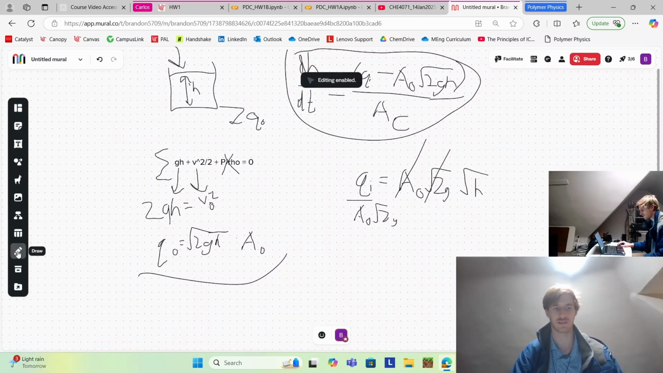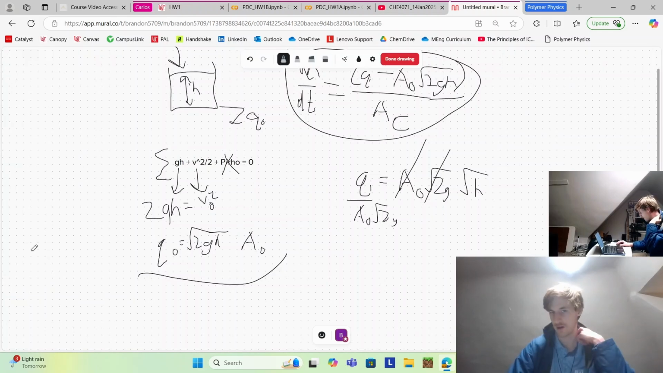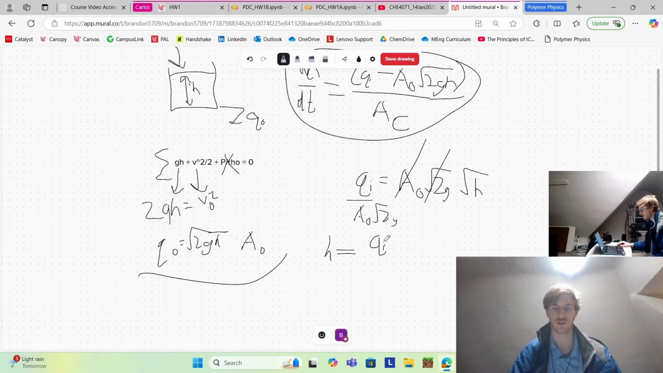Okay, I guess I did. Click that again. Now we can square both sides. We get that our height at the initial steady state is the flow going in over the cross-sectional area going out times the square root of 2g.